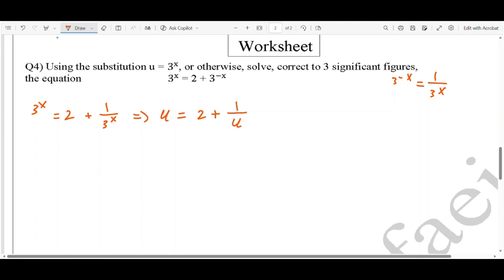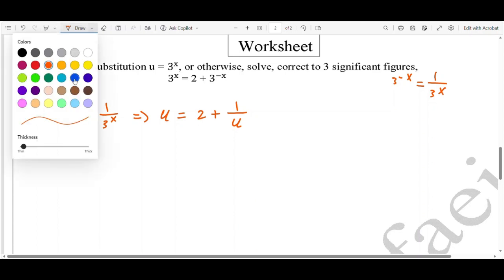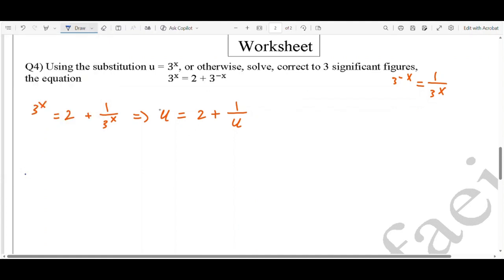Then I'm going to multiply the whole equation by u. This method, we learn it at AS. To convert it to quadratic, I'm going to multiply it by u. At the same time, I'm going to remove the u in the denominator. So it will be u squared equals 2u plus 1. I convert it to be quadratic: u squared minus 2u minus 1 equals 0.